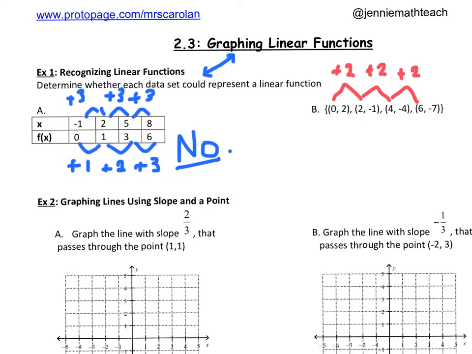From 2 to -1, that's backwards 3. From -1 to -4, that's also back 3. And from -4 to -7, that's back 3. So those are all evenly spaced out, so this would, yes, make a perfectly straight line and be a linear function.